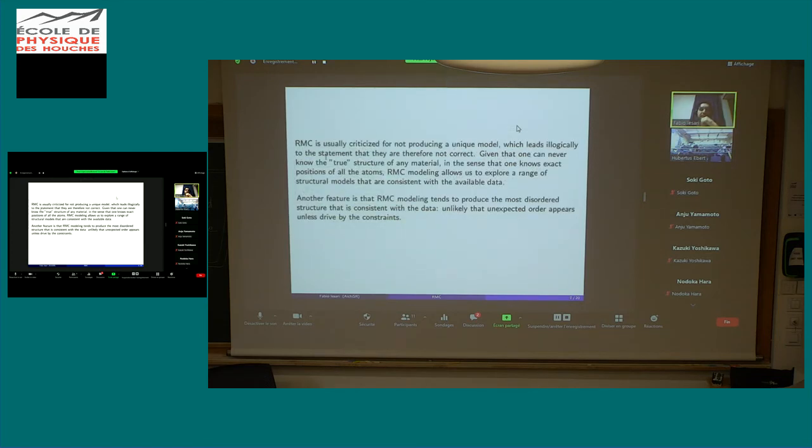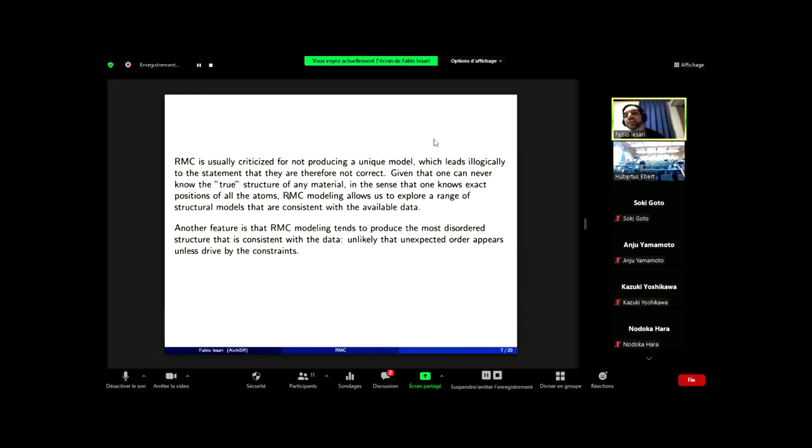So sometimes reverse Monte Carlo is criticized because they say it does not produce a unique model. So then some people say, it's not a unique model, so it's not correct. But the point is that RMC is not trying to understand what is the true or real structure, because we cannot know. But in a statistical sense, what we try to do is to have a structure that is compatible with our experimental data, and by also using additional constraints, we can limit how much this structure moves, so we can get closer to the true structure, in a sense.